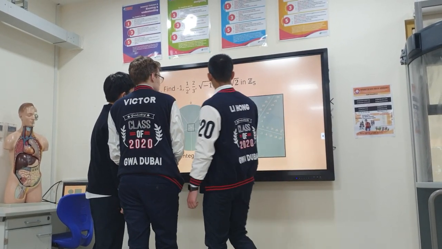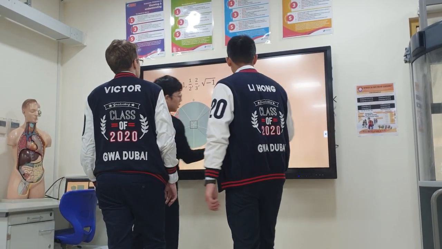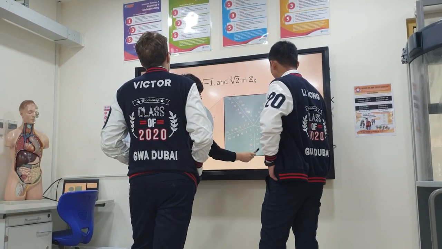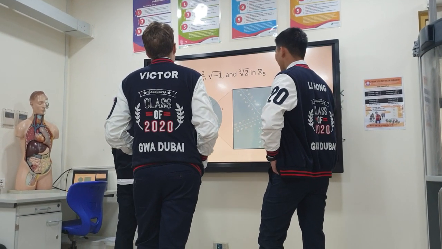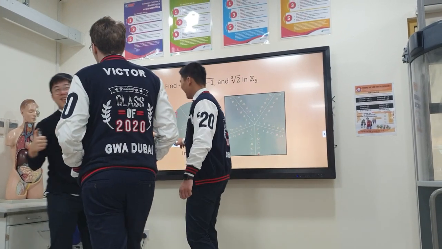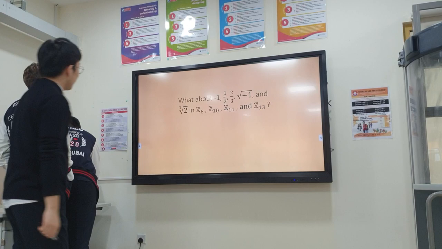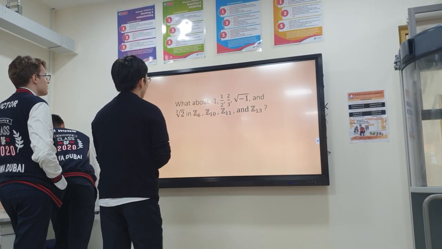Okay, what about a cube root of 2? So we can say that x cubed equals 2, right? But since 2 can be 7, that's not good. We just skip this part.